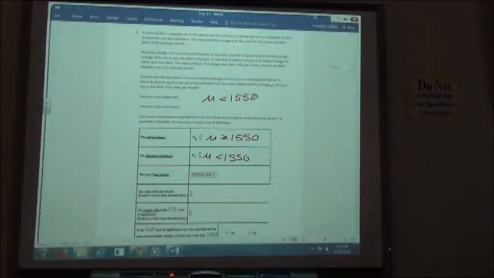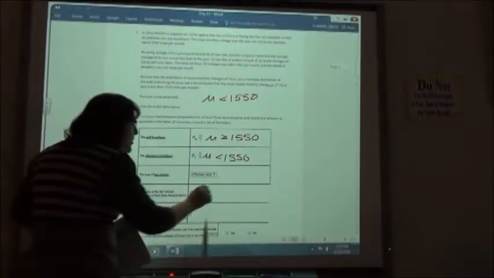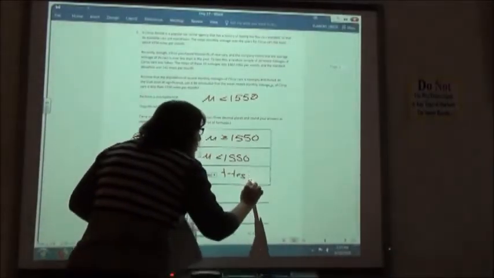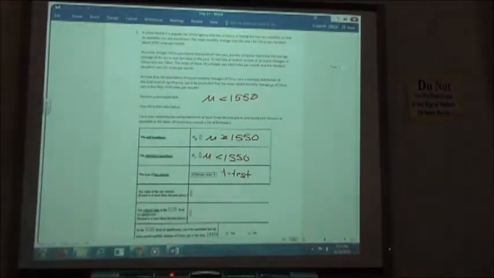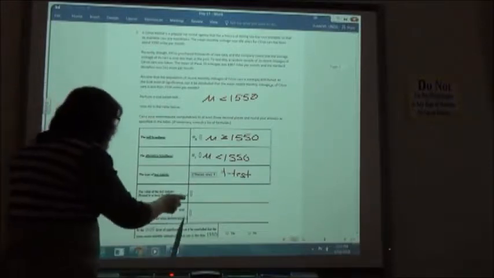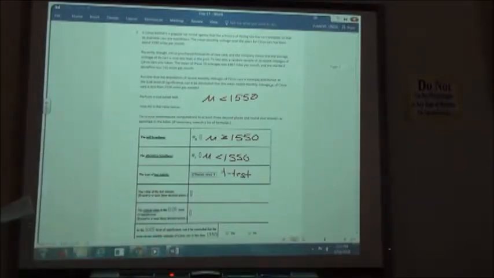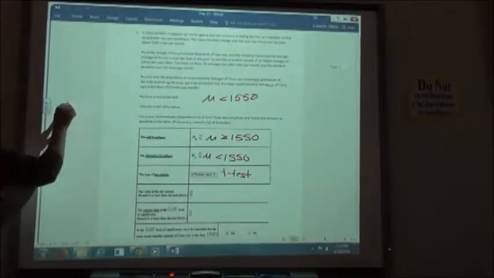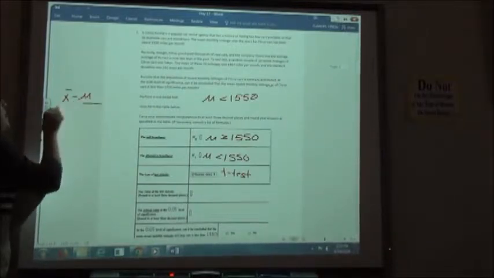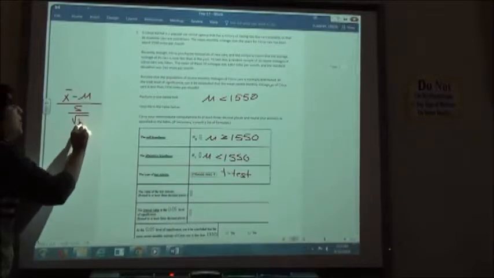Again, we know we're doing the t-test because we know the sample standard deviation, not the population standard deviation. So if we know the sample standard deviation, we're going to do the t-test, because when you take the assessment, it's not going to come right out and say, use the t-test. So we need to find the value of the test statistic using our formula: X bar minus mu over S divided by the square root of n.